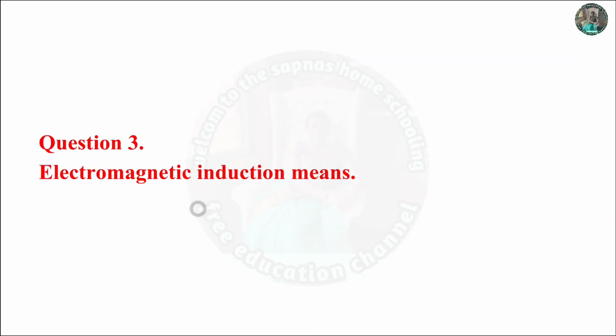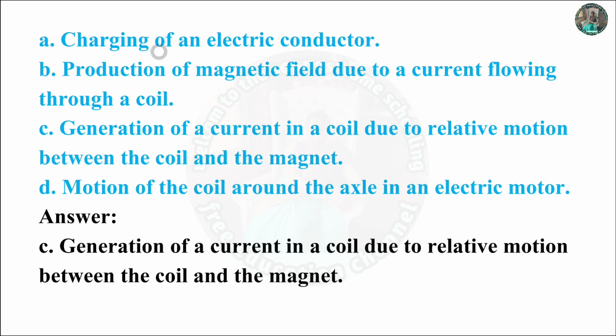Question 3. Electromagnetic induction means: charging of an ion, charging of an electric conductor, production of magnetic field due to current flowing through a coil, generation of a current in the coil due to relative motion between the coil and the magnet, motion of the coil around the axle in an electric motor.